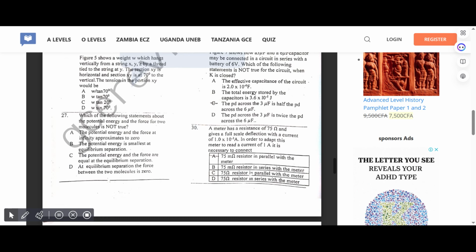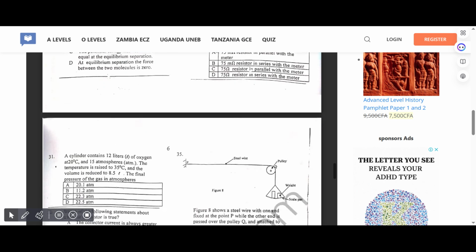A meter has a resistance of 75 and gives a full-scale deflection of a current of 1. In order to adapt this meter to read a current of AI, it is necessary to connect. Correct answer for 30 is A.